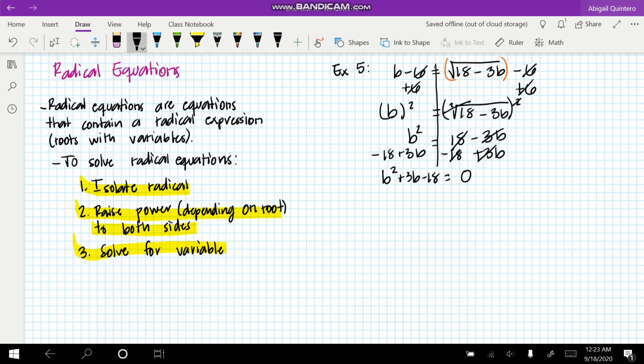I want you to notice how we have b squared and then b in the middle and then just a number at the end, right? That is the standard form of writing equations that have a power of 2. So what we're going to do now is find two numbers that when we multiply them, they give us negative 18. So this is the last number, right? Let me go ahead and make that multiply.